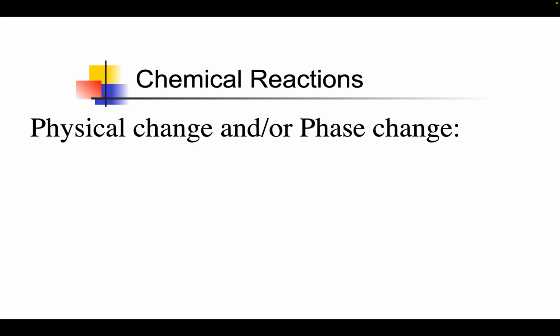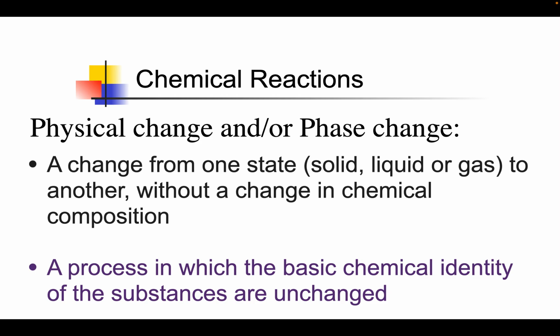Anyway, just a quick review. Chemical reactions involve physical change or phase change. So these are actually a change from one state, solid, liquid, or gas, to another without a change in chemical composition. A process in which basic chemical identity and substance are unchanged. So going from, let's say, ice to liquid water to steam, that's a physical change. The chemical change reaction is just in the title of the chapter, but that's a physical change going from solid to liquid to a gas.